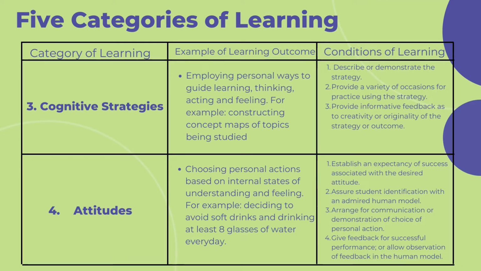First, establish an expectancy of success associated with the desired attitude. Second, assure student identification with an admired human model. Third, arrange for communication or demonstration of choice of personal action. And lastly, give feedback for successful performance or allow observation of feedback in the human model.